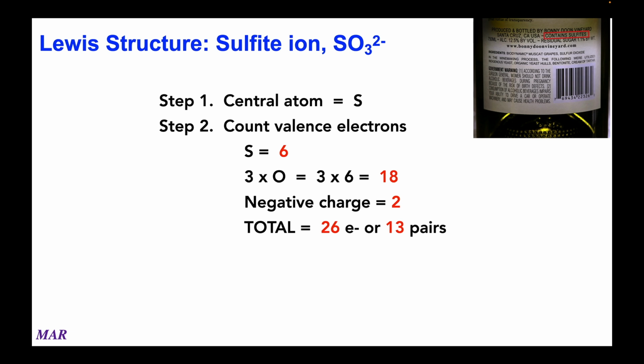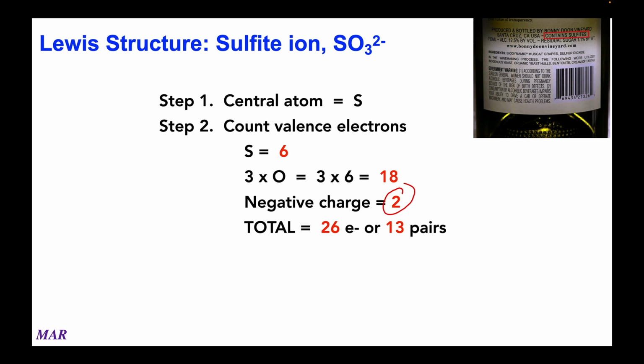Valence electrons. Both sulfur and oxygen are in group 6, so each of those has 6 valence electrons. So sulfur has 6, there are 3 oxygens, and each of them has 6 for a total of 18 from the oxygens. But notice here that I added 2 electrons for the negative charge. Negative charges mean you have extra electrons. You want to add negative charges to your total valence electrons. And conversely, if you had a positive charge, you would subtract electrons.